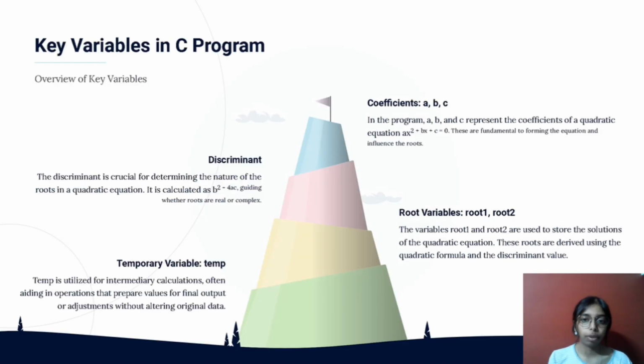Overview of key variables. Coefficients a, b, and c. In the program, a, b, and c represent the coefficients of a quadratic equation ax squared plus bx plus c equals 0. These are fundamental to forming the equation and influence the roots.